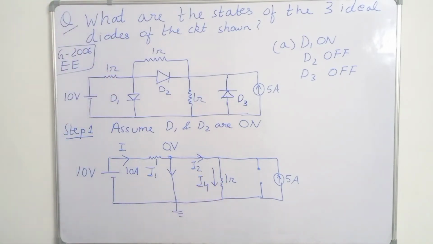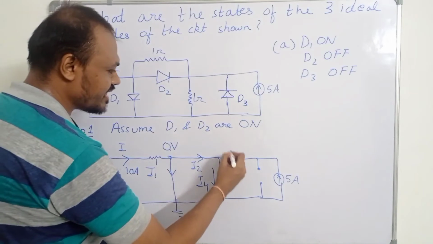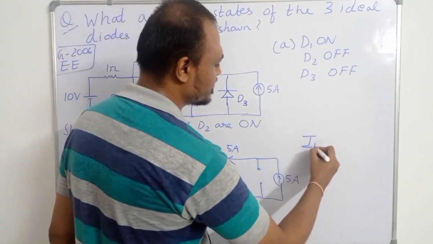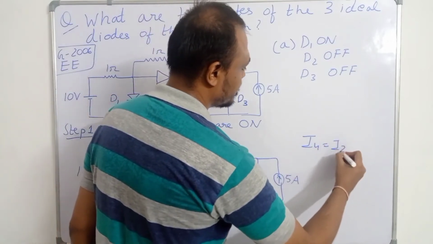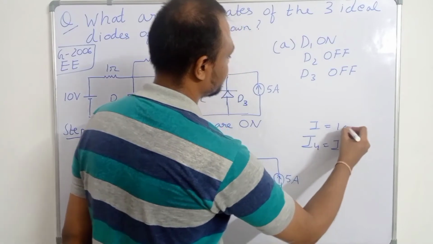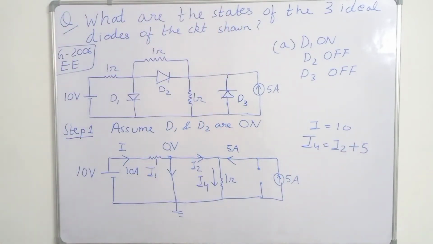Okay, so I is equal to 10 ampere, and this 5 ampere current is coming here. So I4 will be equal to I2 plus 5. I is equal to 10 and I4 will be equal to I2 plus 5.